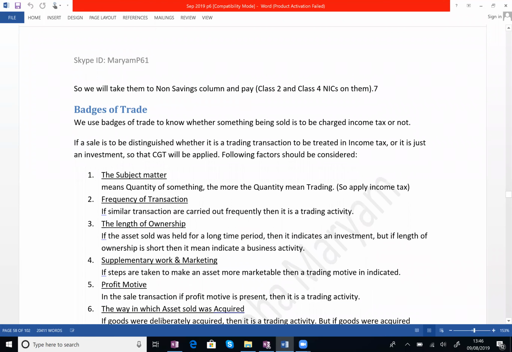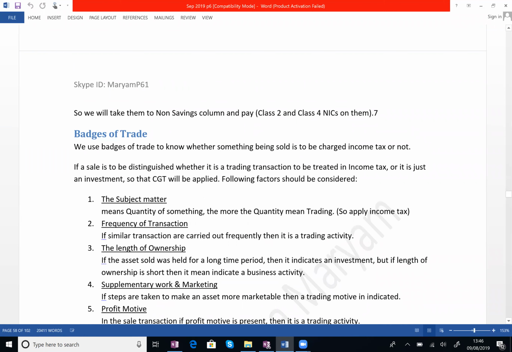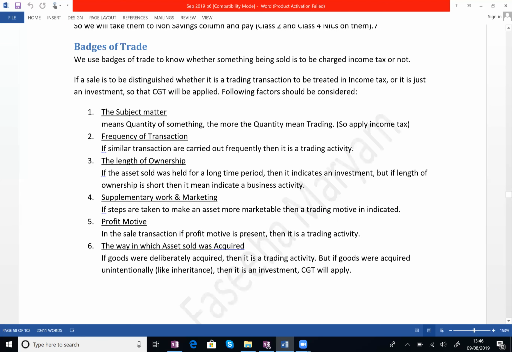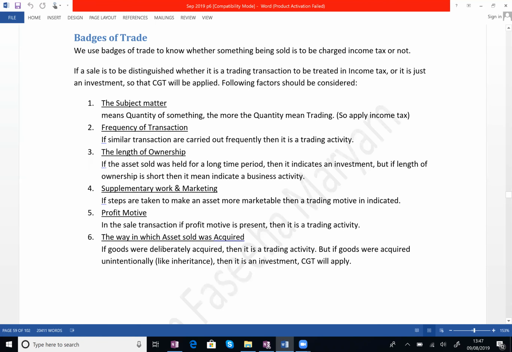Now badges of trade. Second paragraph I am reading. If a sale is to be distinguished, whether it is a trading transaction to be treated under income tax, or just an investment so that CGT will be applied, the following factors should be considered. Number 1, subject matter. Subject matter means quantity. For example, you are selling something in huge quantity. So is this a trade or just an investment?